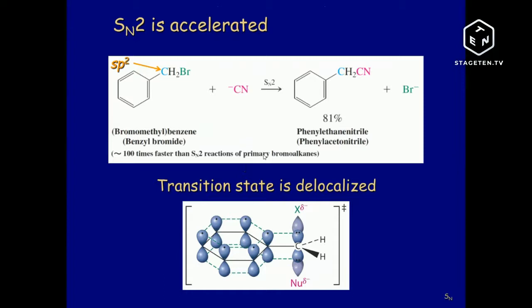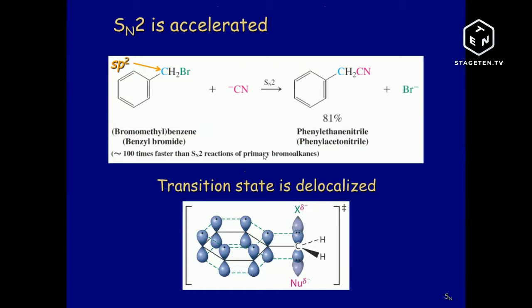or bromomethane, you would form 100 benzylic nitriles against 1 nitrile methane, or methanonitrile. This is huge because this delocalization is enabling your molecule to react faster. So it is a very big deal.